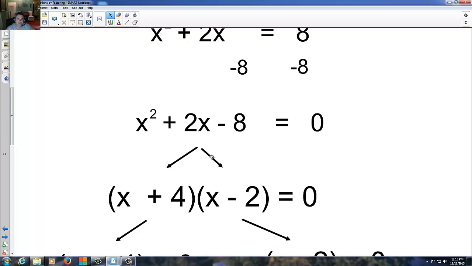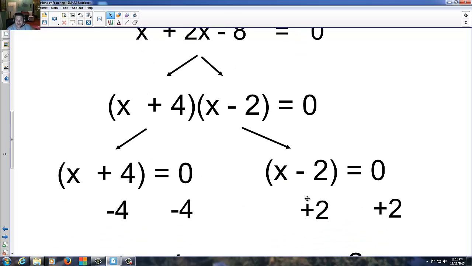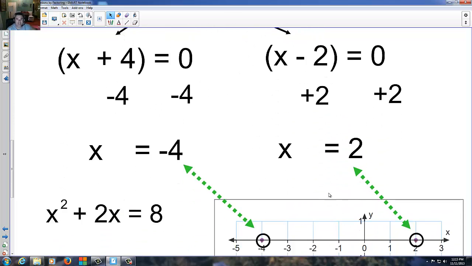Go ahead and split them up. How? What two numbers added would make positive 2, but times would make negative 8. You'll find it's negative 4 and positive 2. Excuse me, positive 4 and negative 2. Sorry about that, caught myself there. So I'll split them up. Each one can equal 0. Go ahead and then minus 4 to both sides, add 2 to both sides. Again, x equals negative 4, x equals 2.